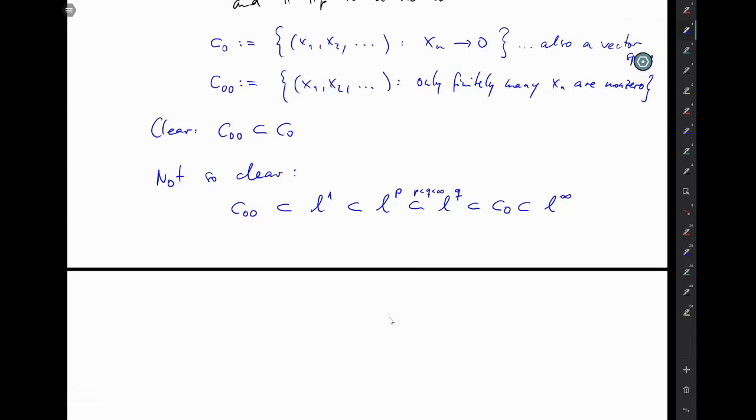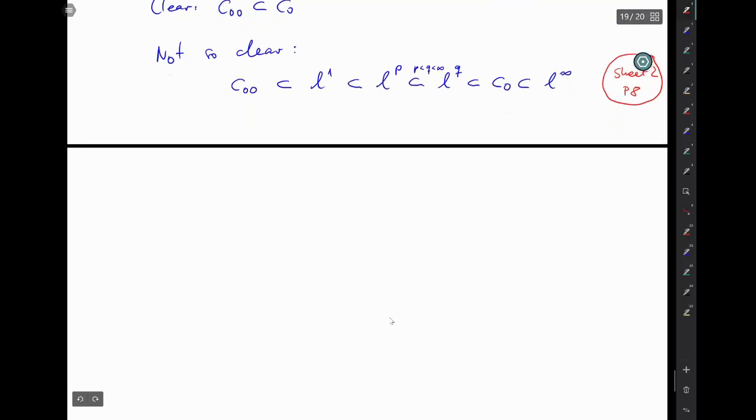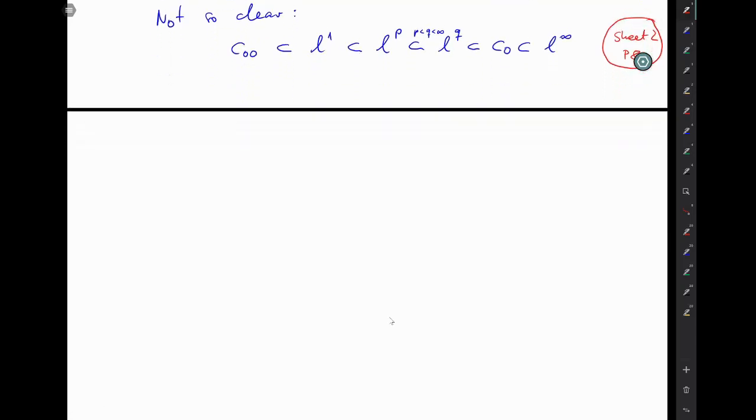Not so clear, and that's why it's an exercise problem. It's in fact on sheet 2. I think it's problem 1 or something, or in the total numbering it's probably problem 8 also. So if you want, you can think about it already now, but at least in about 4 or 5 weeks from now I will ask you to think about it.